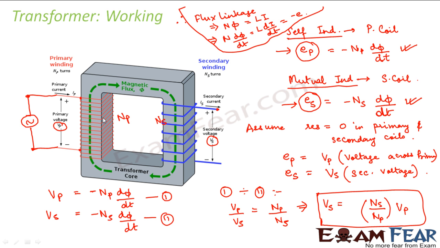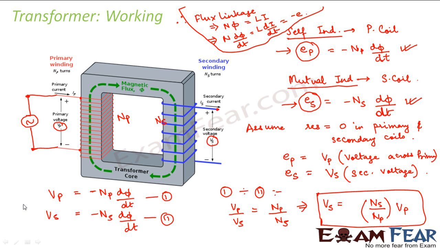Now we assume that the resistances of the wires used for winding the primary coil as well as the secondary coil are 0. In that case, the self-induced EMF at the primary coil is equal to the voltage across the primary coil. Similarly, the EMF induced at the secondary coil is equal to the voltage across the secondary coil. So we replace them with primary voltage and secondary voltage, and we find that the secondary voltage we receive is equal to the ratio of the number of turns of the secondary coil to the primary coil, multiplied by the voltage at the primary end.